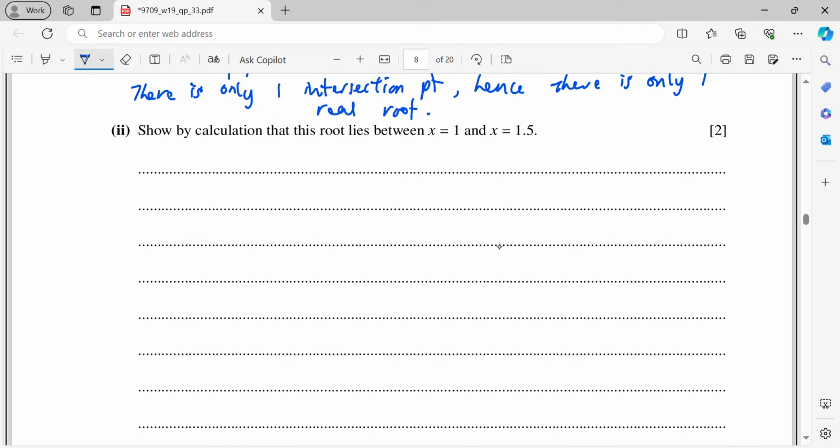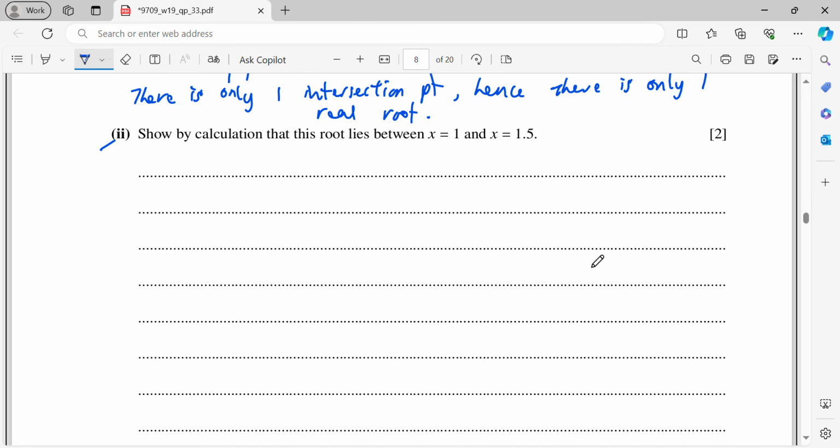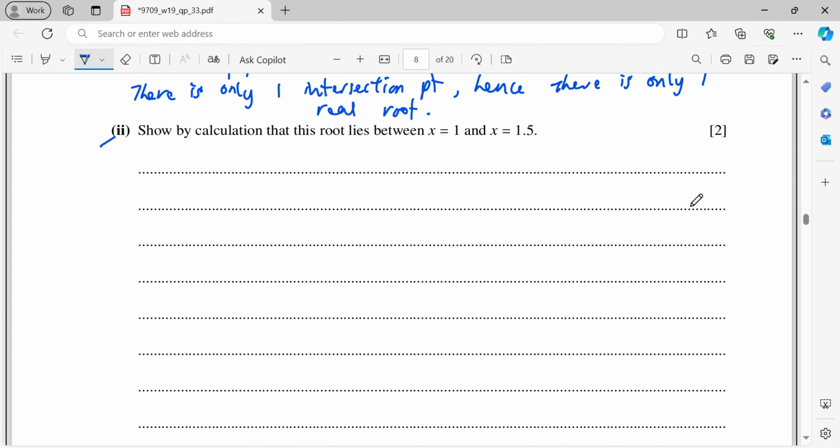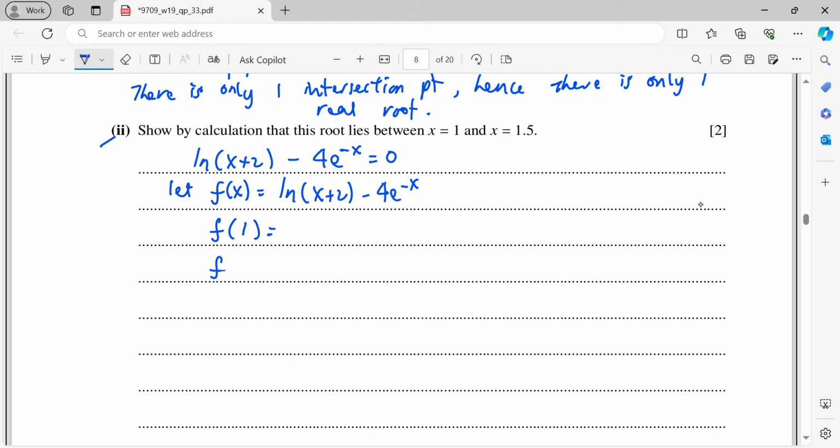Right, now part 2. Show by calculation that this root lies between x equals 1 and x equals 1.5. So I will rewrite this equation and move the 4e^(-x) to the left side. I will write ln x plus 2 minus 4e^(-x) equals 0. So let f(x) equal the left hand side and apply the sign change rule. For the sign change rule, you need to calculate f(1) and f(1.5).